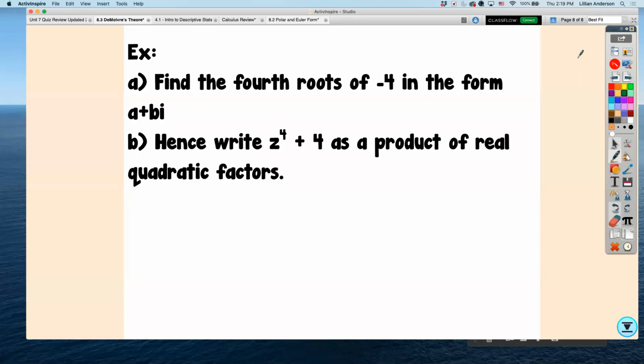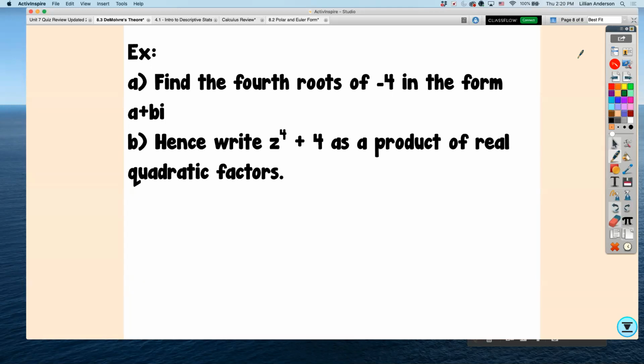We're going to find the fourth roots of -4 in the form of a plus bi. It will not always be 4. Sometimes it may be the cube root. It could be the 5th root. After we do that, then we're going to write z to the 4th plus 4 as a product of real quadratic factors. That's actually going to be a throwback to the fundamental theorem of algebra that we learned back when we were talking about quadratics.